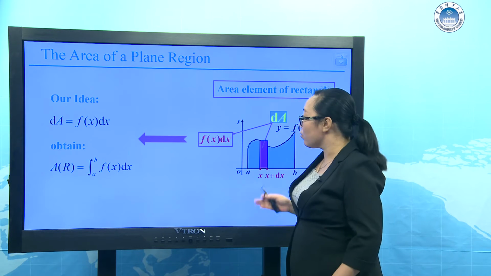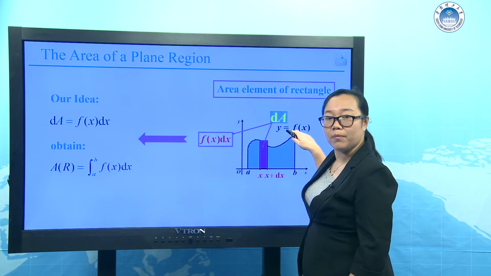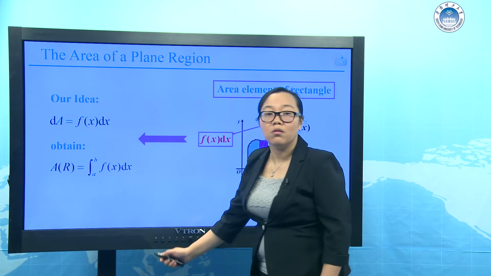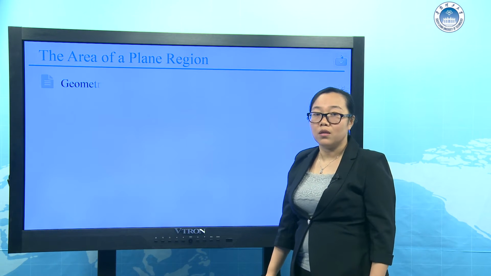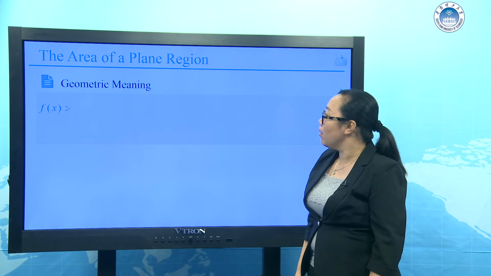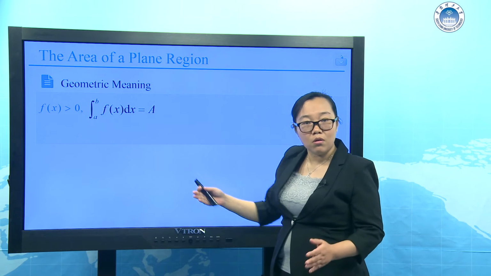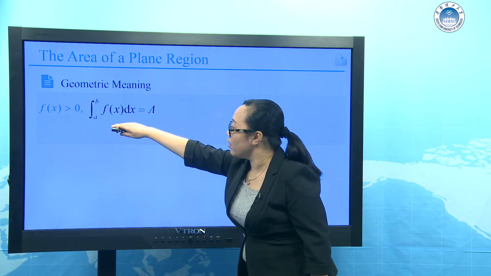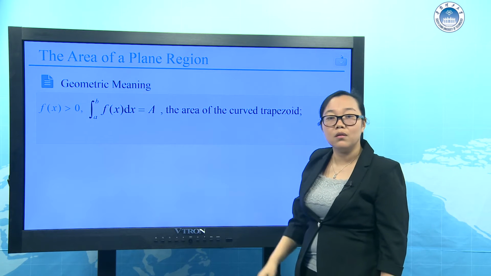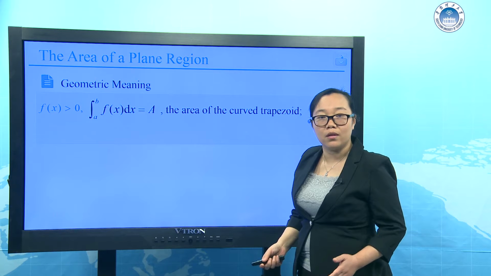So now, in this question, we have studied f(x) as positive. How to understand the corresponding geometric meaning? Now look at the geometrical meaning. There are two cases. If f(x) is positive, meaning greater than 0, the corresponding definite integral is a positive number. It is our area. This means the area of the curved trapezoid is our definite integral.